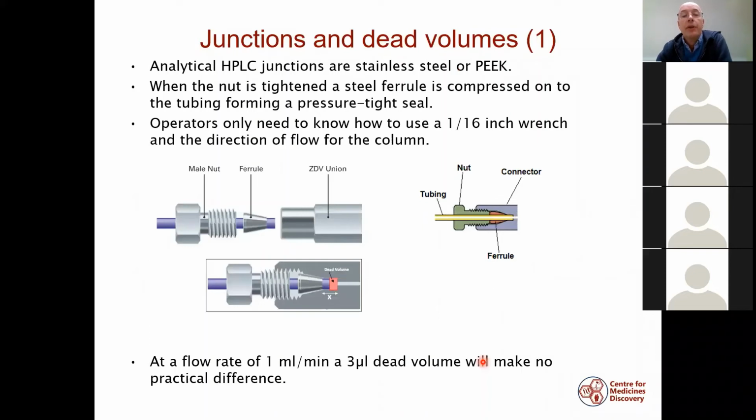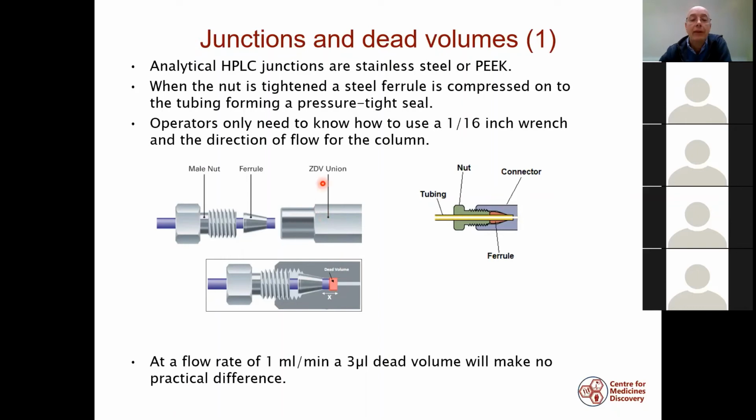So, junctions and dead volumes. A typical HPLC will use stainless steel or PEEK fittings. So this is your PEEK tubing. This is where you're going to make that connection. And on the end of that, there is a ferrule. This is a cone-shaped piece of metal, usually metal. And when you tighten the nut, as is shown here, this will compress the ferrule onto the tubing and make your union.